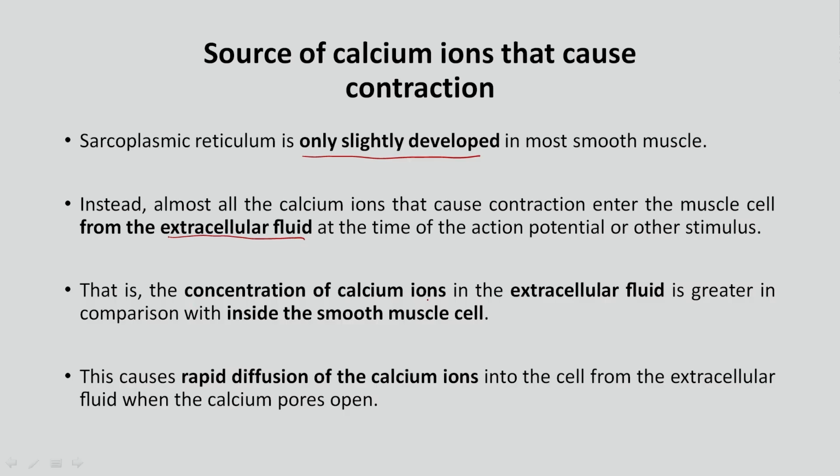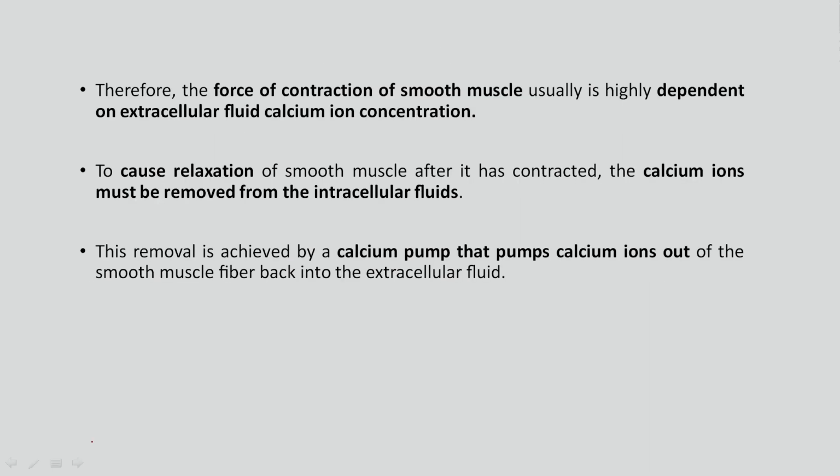That is, the concentration of calcium ion in the extracellular fluid is greater compared to the inside of the smooth muscle cells, and this causes rapid diffusion of calcium ion into the cells from the extracellular fluid when the calcium pores are open. So, when the stimulus comes, at that time the calcium pores will open and more calcium will enter from the extracellular fluid into the cells for the contraction of the smooth muscles.